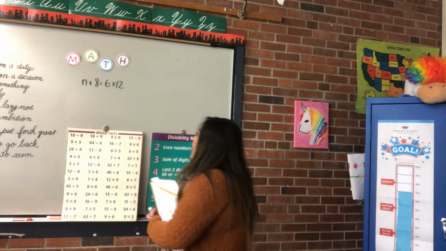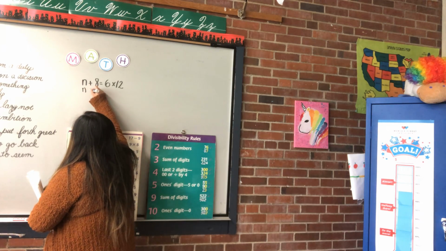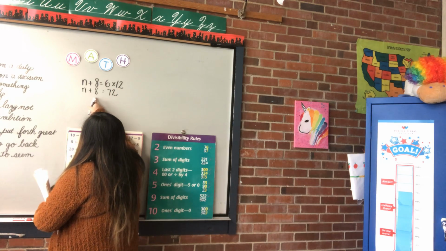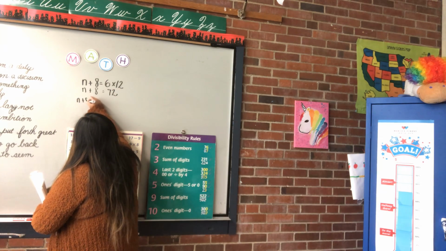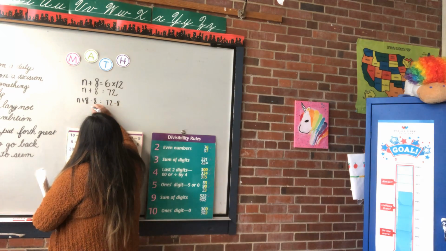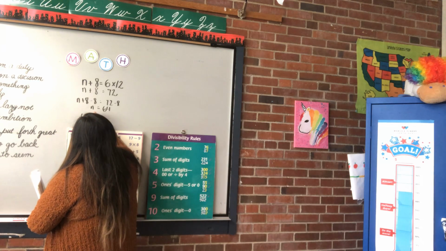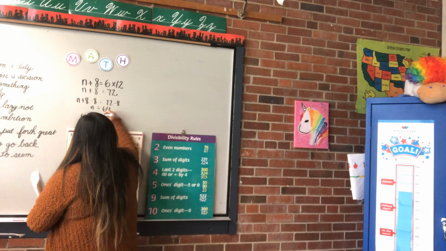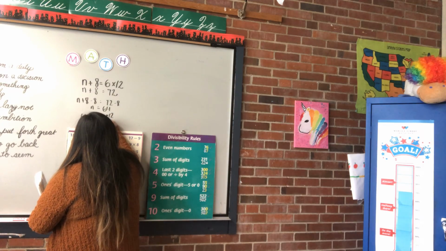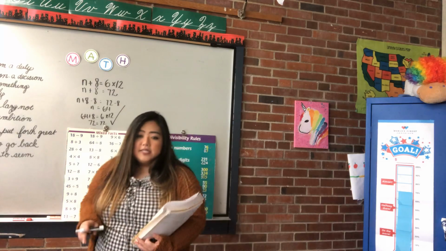Look at this. N plus 8 equals 6 times 12. First solve for the side you know. N plus 8 equals 72. Then we have to get rid of 8. N plus 8 minus 8 equals 72 minus 8. N equals 64. 64 plus 8 equals 6 times 12. And 72 equals 72. You work on section 1.